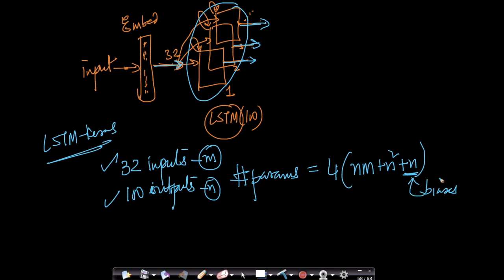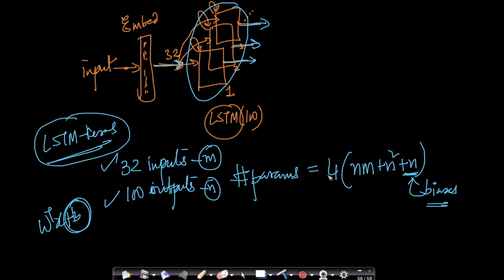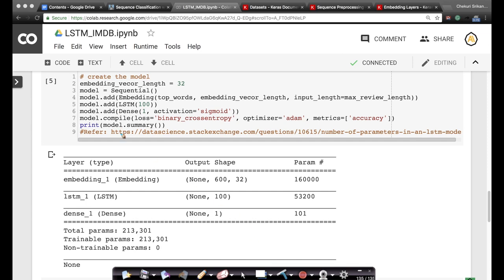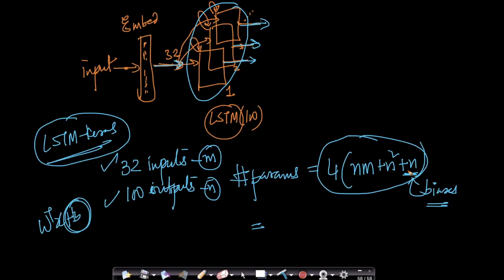If you don't have bias terms, what is your bias term? W transpose X plus B. If you have the bias term, you'll have plus N, or else you'll just have 4 times (Nm plus N square). And by default, Keras LSTM has biases. So let's insert these values into the formula. The exact derivation of this formula is actually not very hard. I recommend you spend some time and read this question and answer section, where it's clearly explained how to derive this 4 times (Nm plus N square plus N).